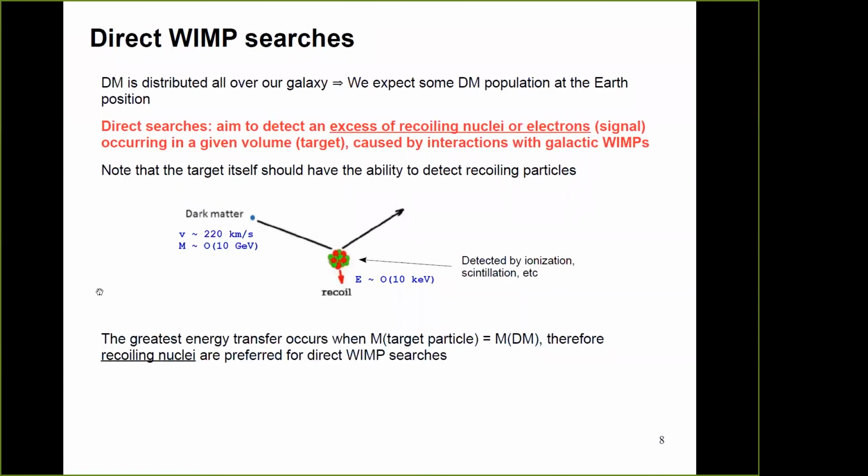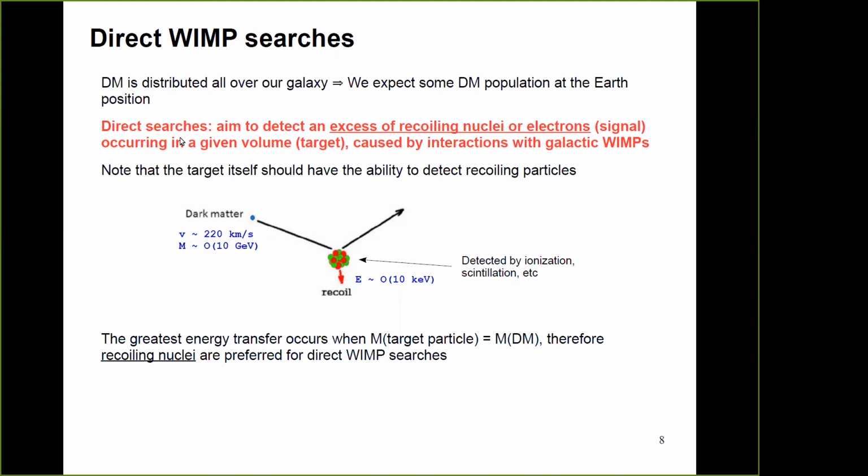So the idea of direct WIMP searches is that because dark matter is distributed all over our galaxy, we should have some dark matter population around the Earth, in the Earth vicinity. So the idea of direct detection is to detect this galactic dark matter by placing a detector and seeing interactions of that.